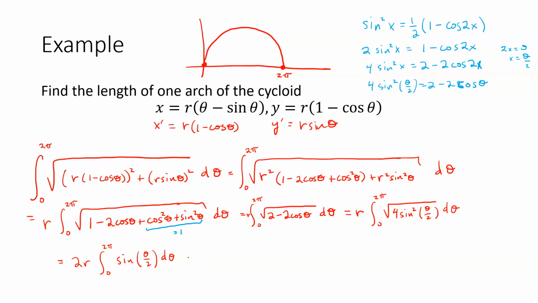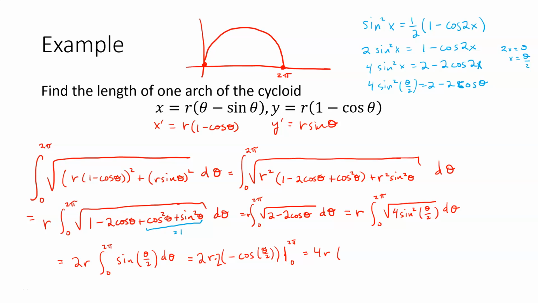And now when I evaluate the integral, we get negative cosine of theta over 2 divided by theta over 2, or divided by 1/2 actually. So multiplied by 2. I'll just multiply by 2 out in front. And then we'll evaluate from 0 to 2 pi. So we have 4r.